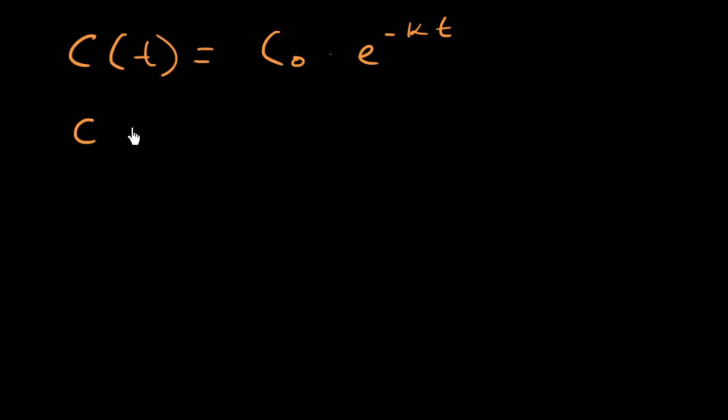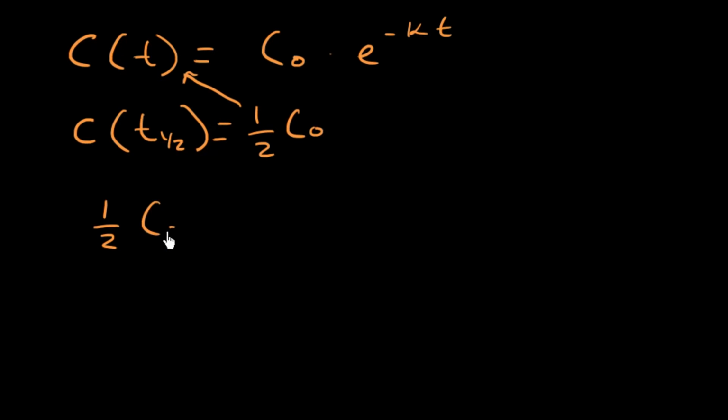So let's do that really quick on just a blank sheet of paper. So I said the concentration at a time t is equal to your initial concentration times e raised to the negative k times t. And so by definition, the concentration at t 1/2, at the half-life, is 1/2 your initial concentration. So I can just plug this into there. And if I do that, I get 1/2 times your initial concentration is equal to the initial concentration, C0, times e raised to the negative k t. And this is not any t, this is t 1/2.